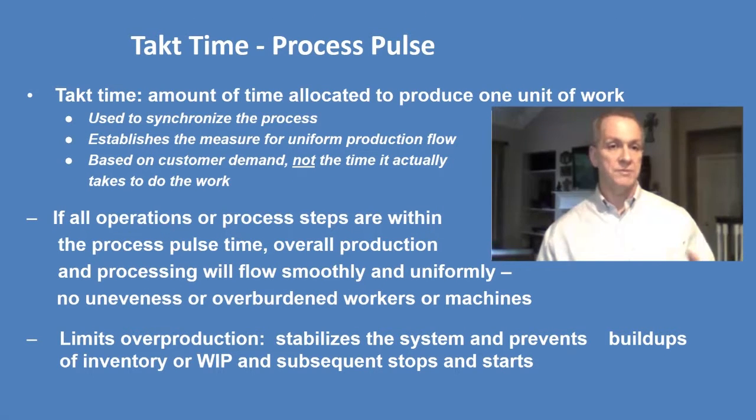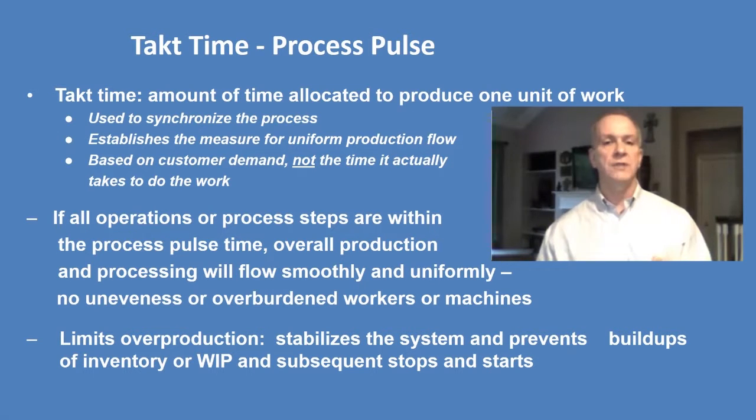So we'll go through the elements here: takt time, work sequence, and standard work in process. Your takt time is basically your process pulse. It's the amount of time allocated to produce one unit of work. It's a synchronized process and establishes the measure for uniform production flow. And again, it's based on the customer demand, not the time it actually takes to do the work. Because if you can't meet the customer demand and the time it takes to do the work, obviously you need to review how you're doing things to improve your process to meet the customer demand.